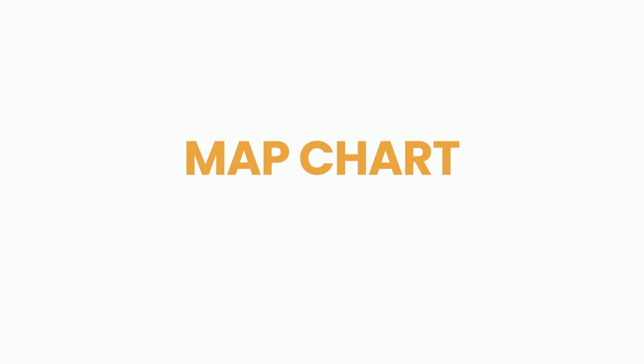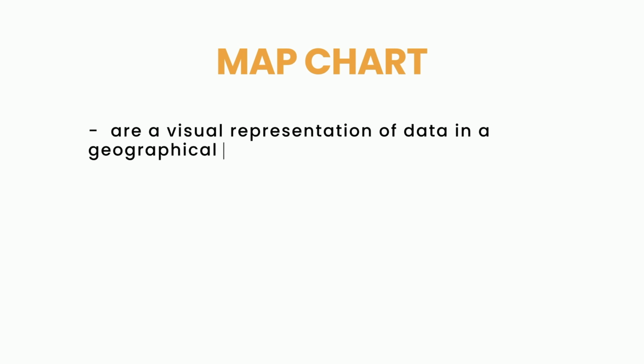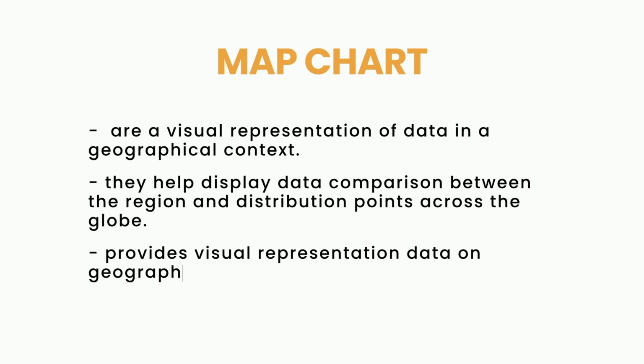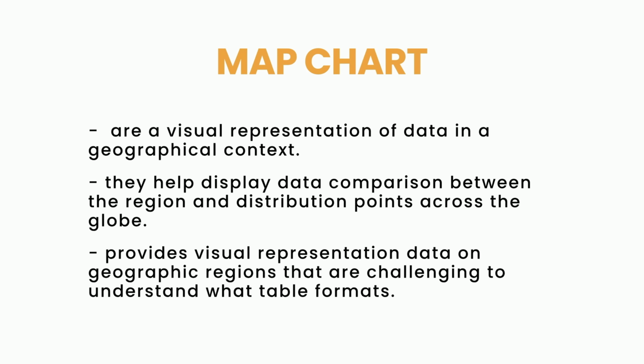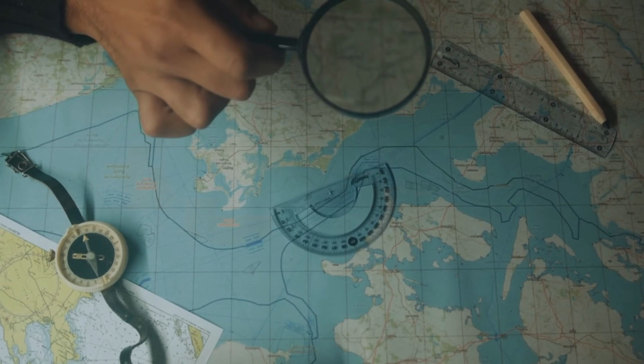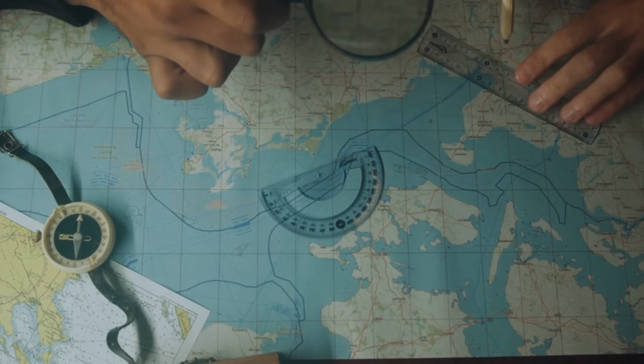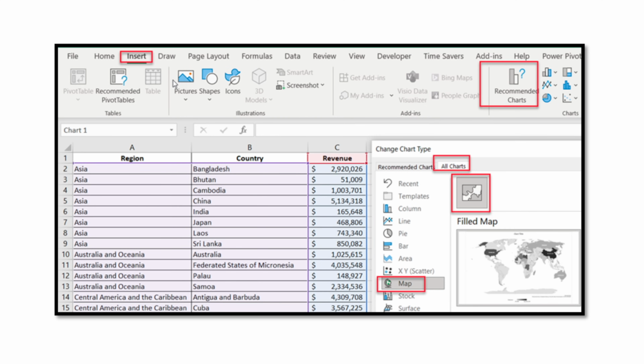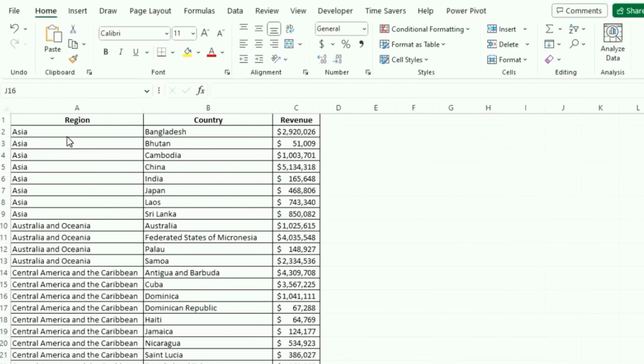Let's understand map chart. Map charts are a visual representation of data in a geographical context. They help display data comparison between the region and distribution points across the globe. Map chart provides visual representation of data on geographic regions that are challenging to understand with table formats. Map charts can show anything from demographics, comparative statistics, or any other data type that would be difficult to see in a table form. Map charts are also accessible to read and understand because they give clear and concise information.